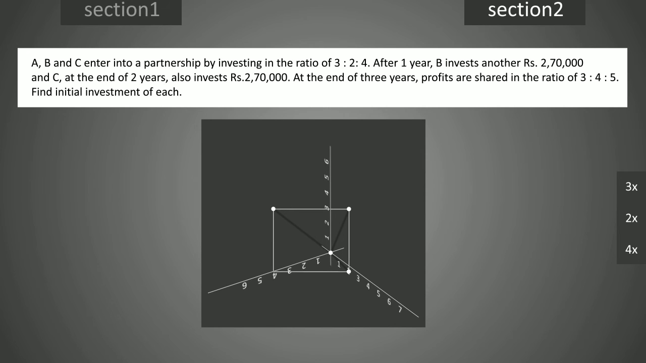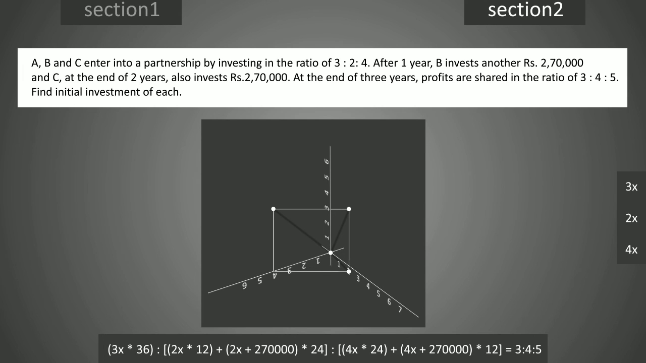Step 2. Find the relation and solve. Profit or loss is always going to be shared by investment ratio. We know the investment ratio and we also know the profit sharing ratio, which means they must be equal. And this is the relation we are going to use in finding X, and then the initial investments of A, B and C.